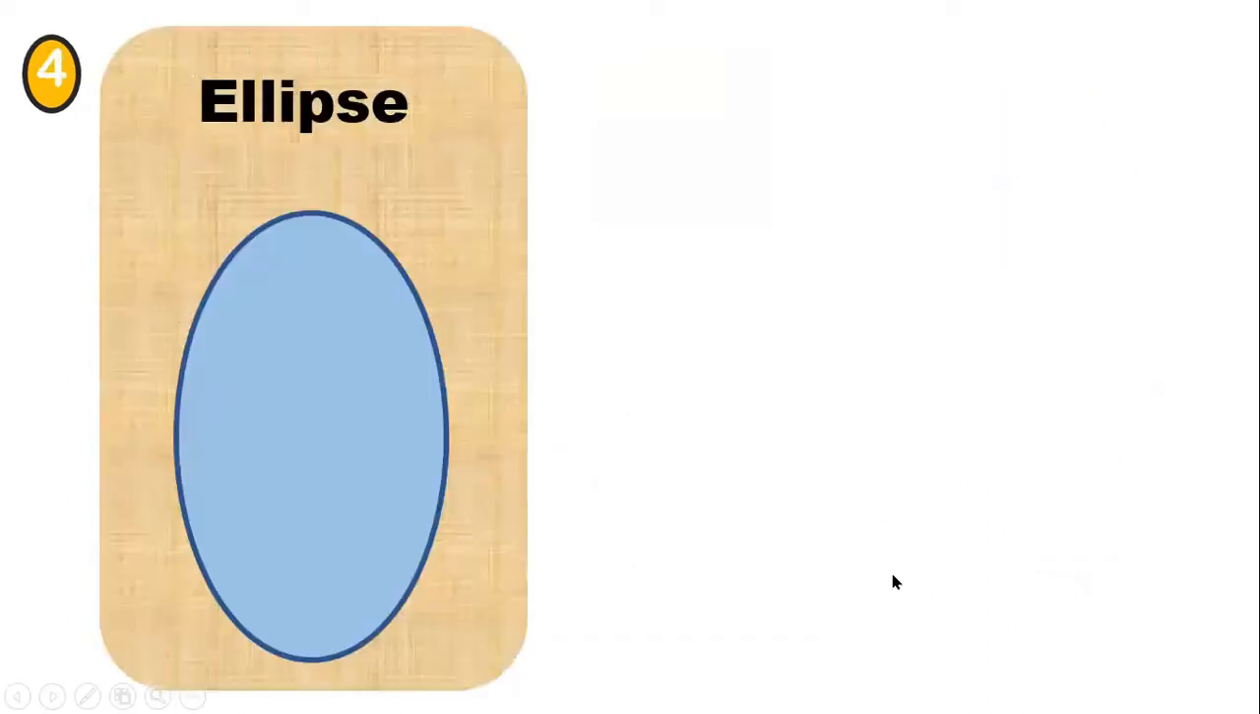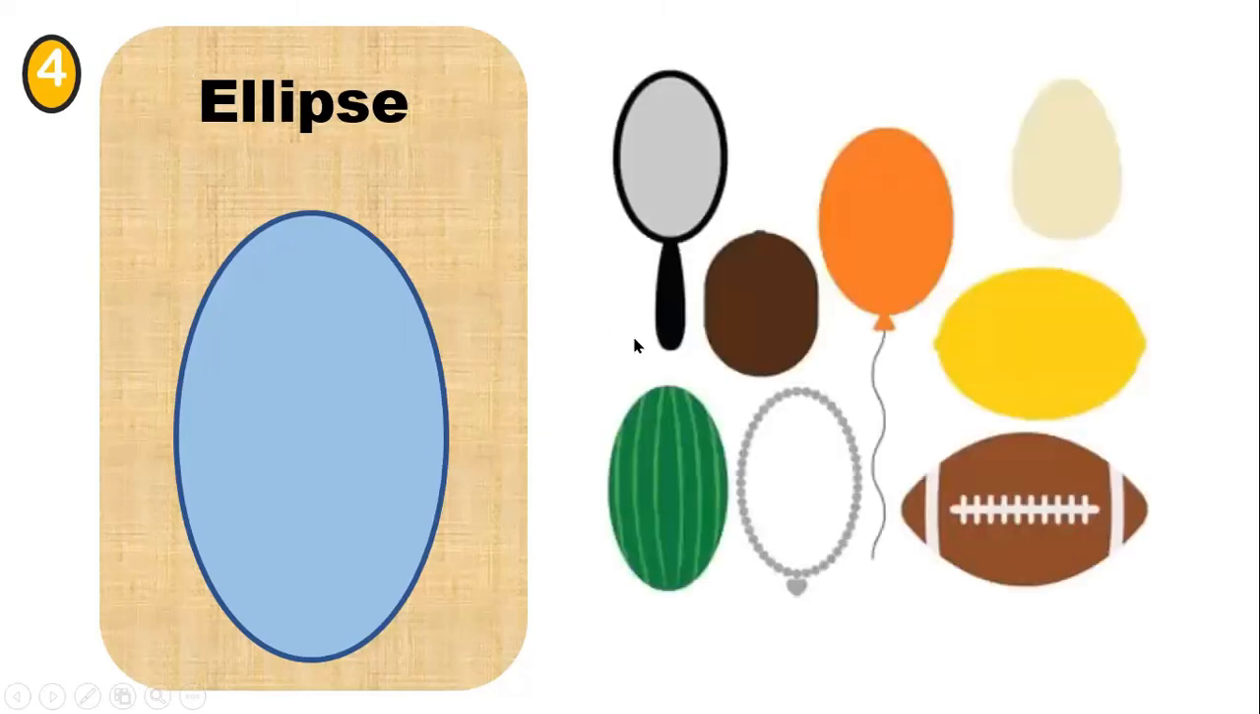Now, we look at ellipse. Ellipse. All right, so when you look at these objects, you can see like this is a mirror. And we can see that it is in an ellipse form. Okay. Look at this. Also, we can see that this is an ellipse.